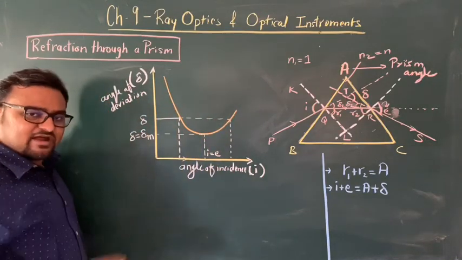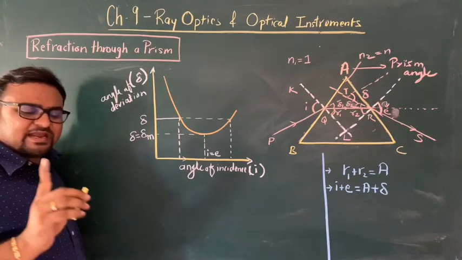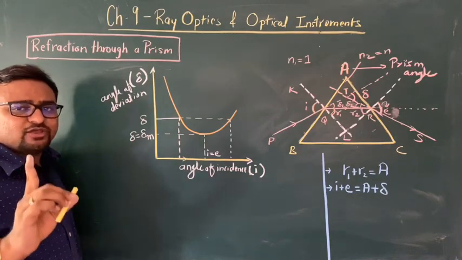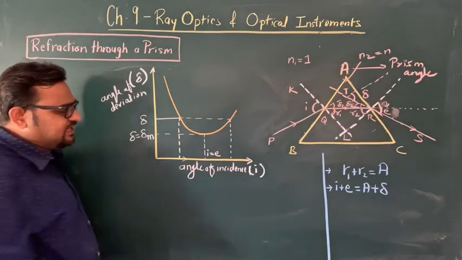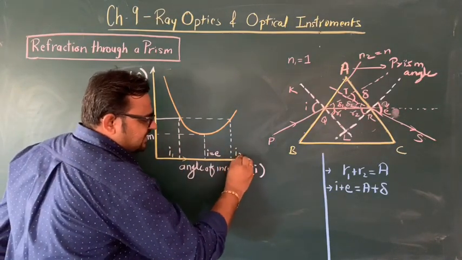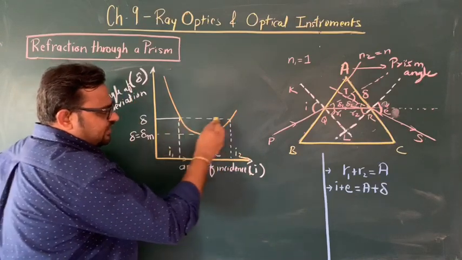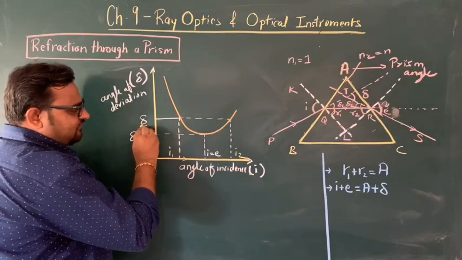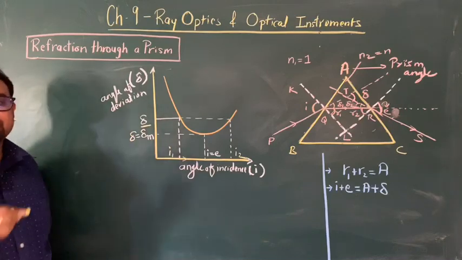So from this graph, it is seen that at two values of angle of incidence, if I take this as I1 and this as I2, in both the cases, the angle of deviation is the same.